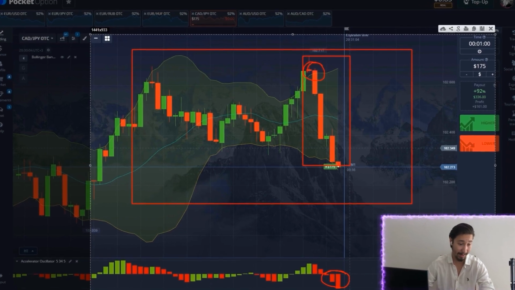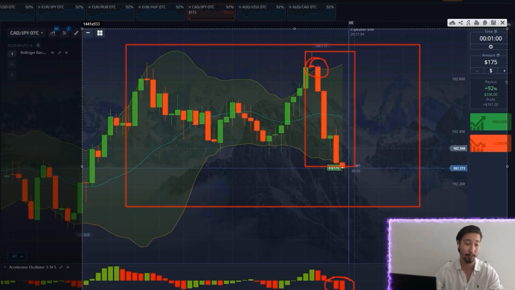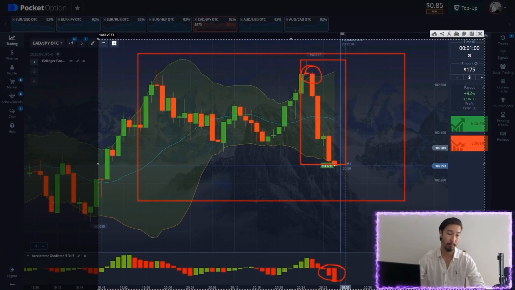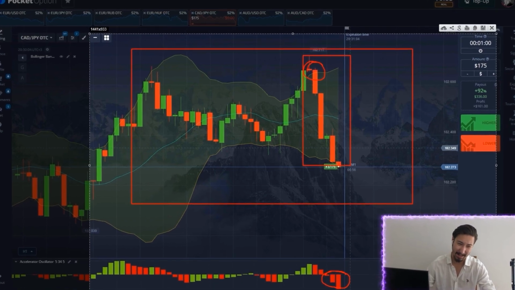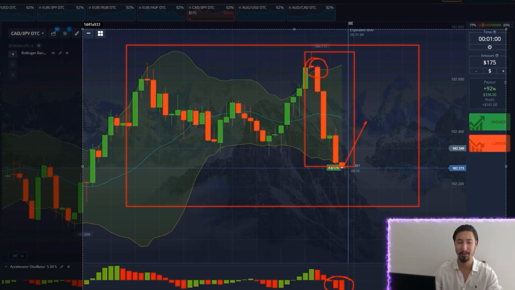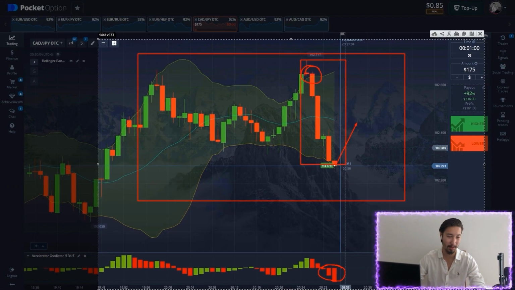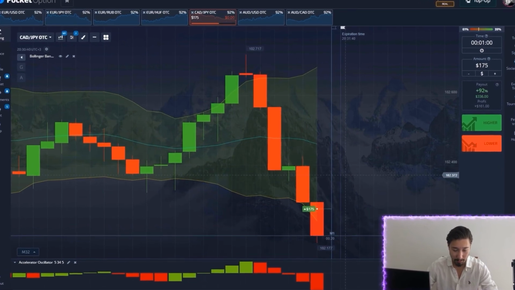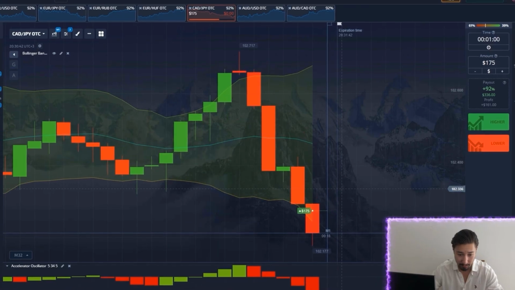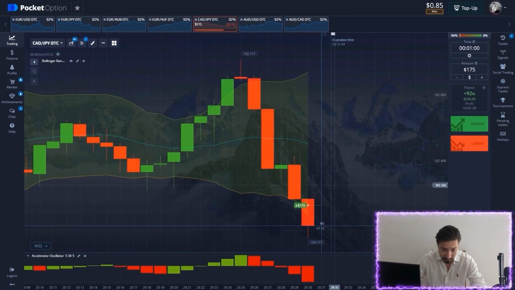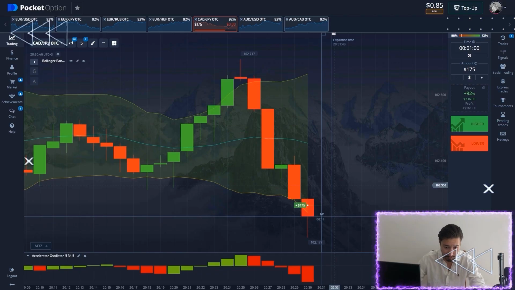By the way, we see a negative histogram on the accelerator, which means that the bears are in control so far. But I'm sure, guys, that a rebound is just about to happen. Believe me, the price will go up. So let's just wait for a new candle. We have 17, 16, and 15 seconds.